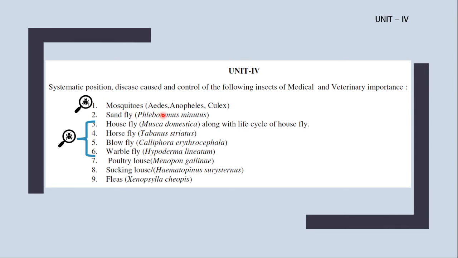So we have to learn about mosquitoes. In mosquito, we have to learn about these three genera, Anopheles, Culex, and Aedes, how to identify them, as well as their systematic position, disease cause, etc. Then we will talk about the sandfly or Phlebotomus minutus, then housefly, horsefly, blowfly, wobblefly, then poultry louse, sucking louse, and fleas. So mosquitoes of all three genera, housefly, horsefly, blowfly, and wobblefly, these are in your practical syllabus as well. For the theory, you have to learn about their systematic position, disease cause, and control measures. And for only Musca domestica or housefly, you have to learn their life cycle.